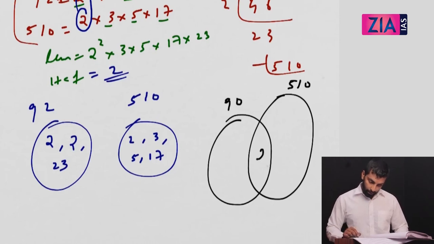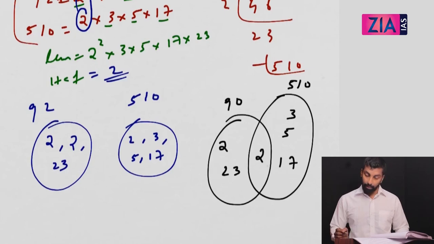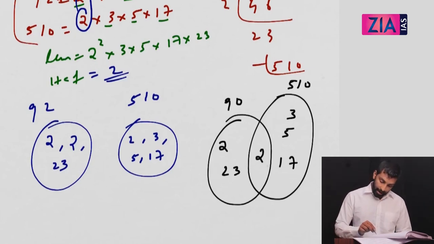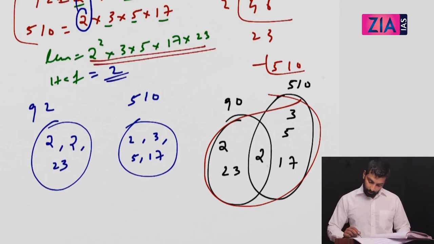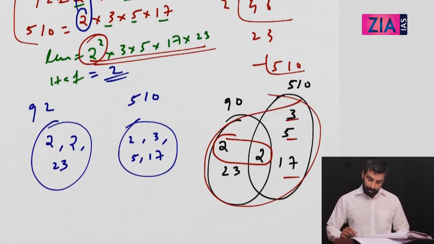So what is common? 2 is common. So 2 here, 23 here. Then what will come in 510? The rest of the area: 3 will come, 5 will come, 17 will come. So whatever is there in the Venn diagram, this total is your LCM, right? So this 2 and this 2 is 2 square. Then you have this 3, 5, 17 and 23.